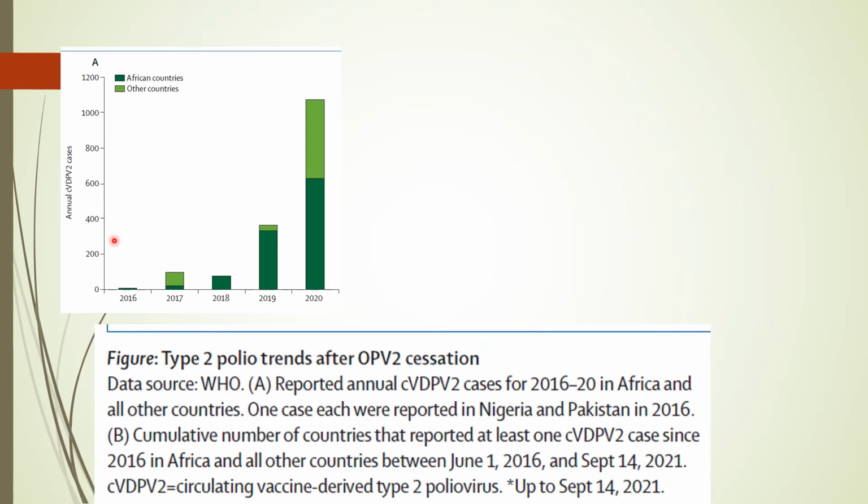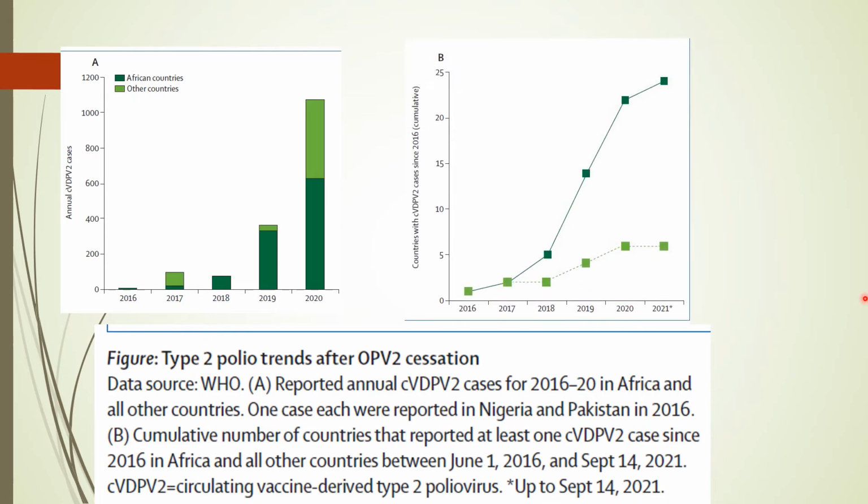This is the figure which shows that the dark green is the African countries and the light green are the countries other than in Africa. If you look from 2016 to 2020, there's a dramatic rise in the cases of circulating type 2 vaccine-derived poliomyelitis. It's now more than 1,000 cases in 2020. And if you look at the cumulative number of countries that reported at least 1 circulating vaccine-derived poliomyelitis type 2 case since 2016 in Africa and other countries, it also shows a very dramatic increase after 2016 when the switch happened.